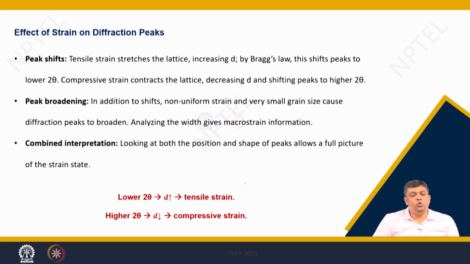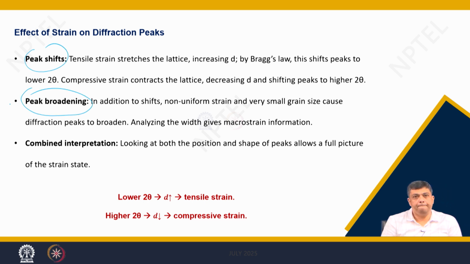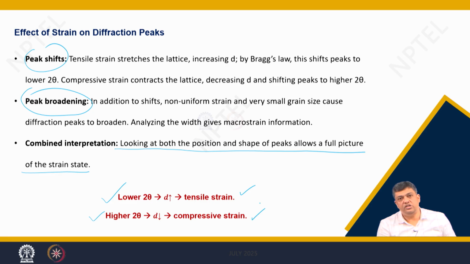Now, if you look into the peak shifts and peak broadening together, you will find that both when brought together will give you the full picture about the strain state and the nature of it. If you have a shift towards low theta, then you are talking about tensile strain. If you are seeing higher 2 theta for a peak profile, then you are talking about compressive strains.